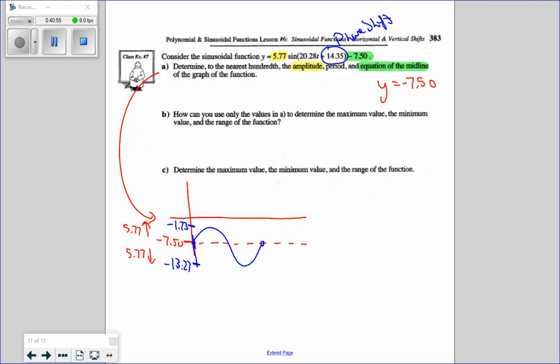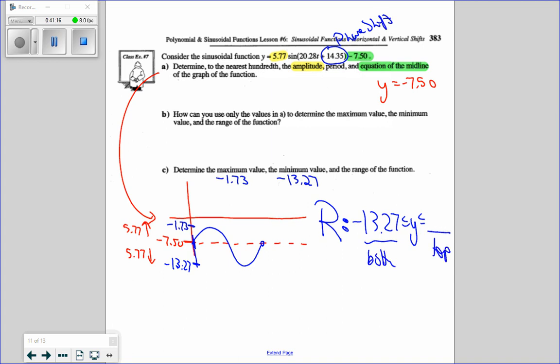So the maximum is at negative 1.73. The minimum is negative 13.27. If you bring those concepts together, you will get the range. So bottom, so this is always the bottom. This is always the top.